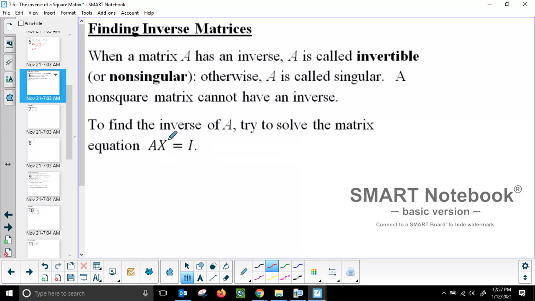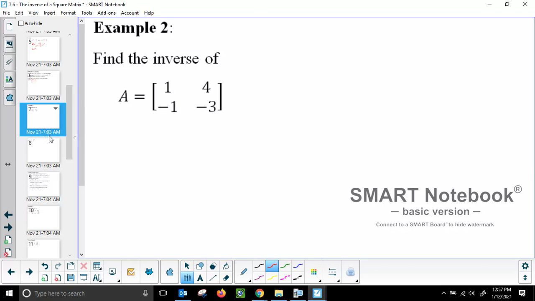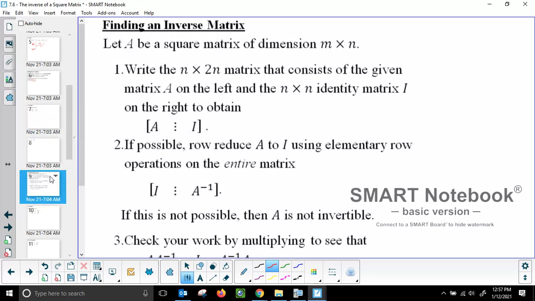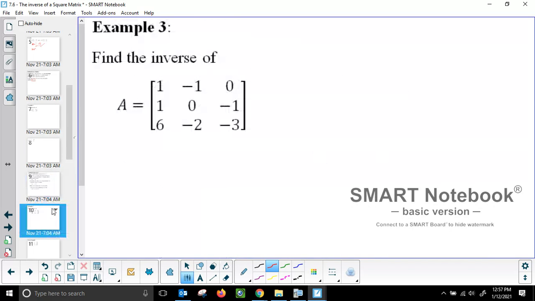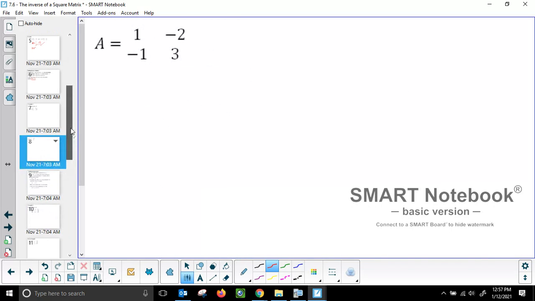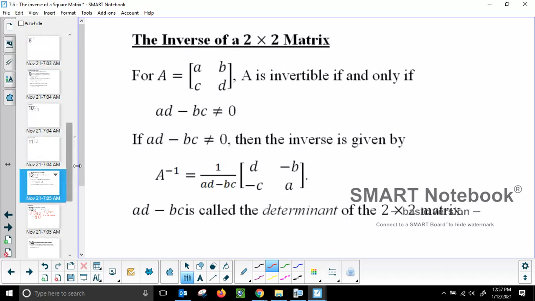All right. To find the inverse of A, try to solve the matrix equation A times X is equal to I. Again, I'm not really going to worry about you using this equation. There's going to be a quick little formula for a 2 by 2 matrix to find the inverse, and anything larger than that, we're just going to use our calculator.